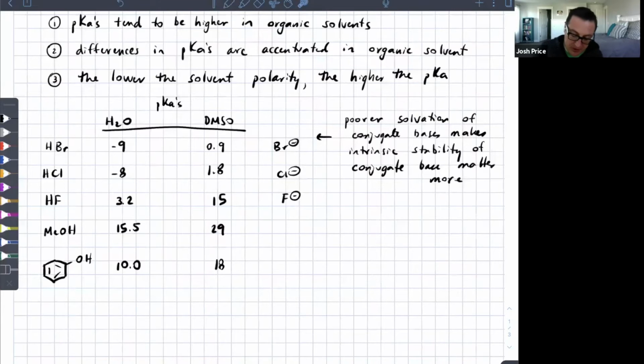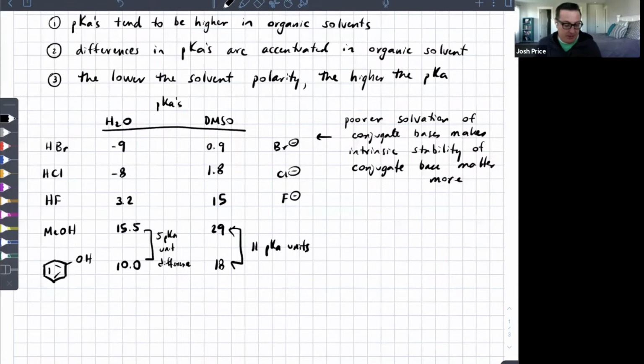So you see the difference here in water. There's sort of a 5 pKa unit difference. Whereas here in DMSO, it's more like 11 pKa units. And this is, again, because when you're not in water, the solvation due to water molecules tends to mask some of these differences in stability.